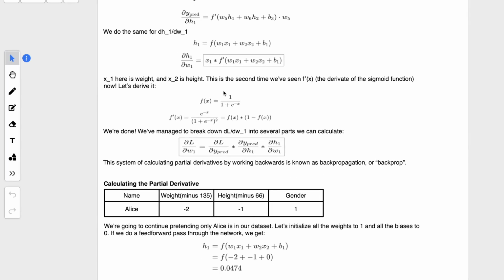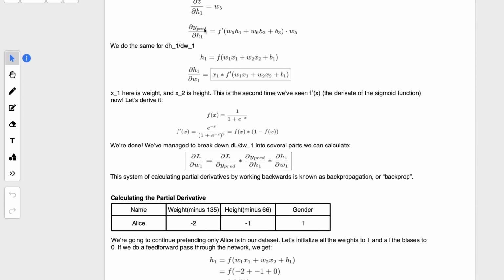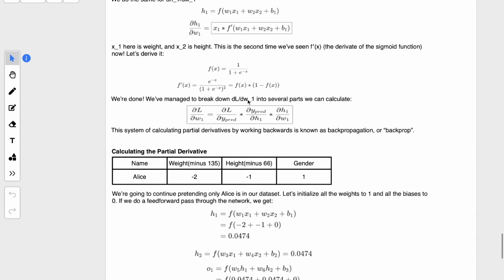I have just copy-pasted the derivative of a simple sigmoid function, which turns out to be f(x) into 1 minus f(x). We will use this directly here. So our delta h1 by delta w1 will become x1 into this term, and this derivative will become w5 into this term, where x will be w1 x1 plus w2 x2 plus b1 in case of h1, and w5 h1 plus w6 h2 plus b3 in case of y-pred. I hope this is all clear.